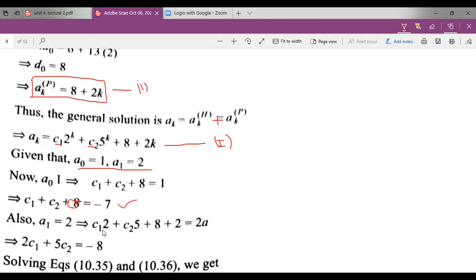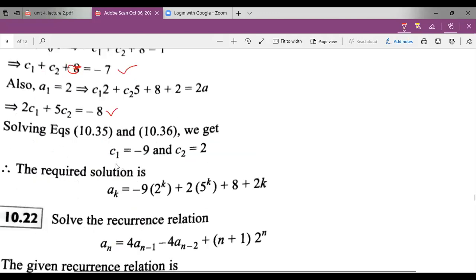We get the equation 2C1 plus 5C2 plus 10 is equal to minus 8. Okay. Solving these two equations, we get C1 is equal to minus 9 and C2 is equal to 2. So the required solution is, we substitute the C1 and C2 values in equation 1.